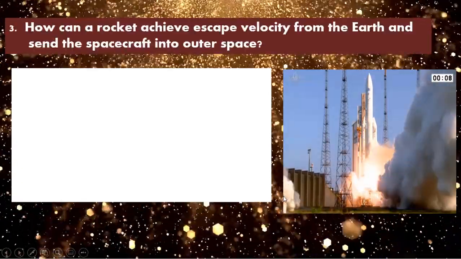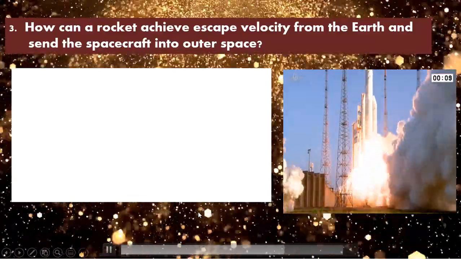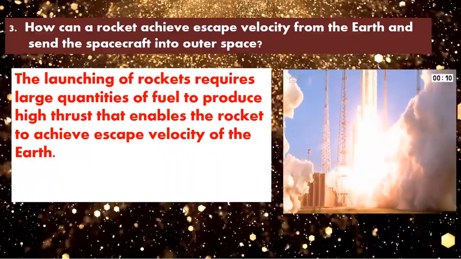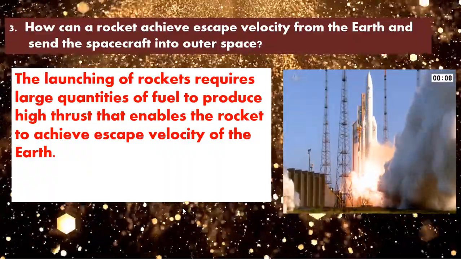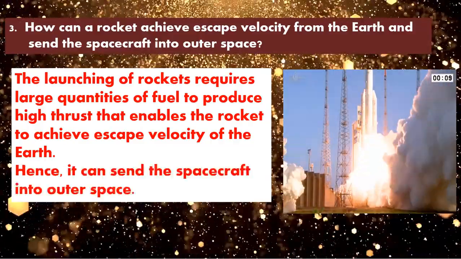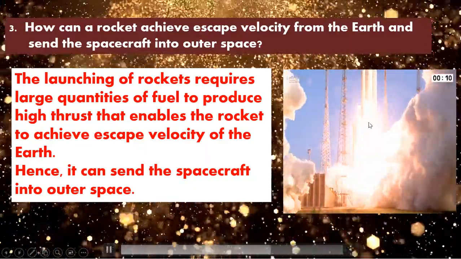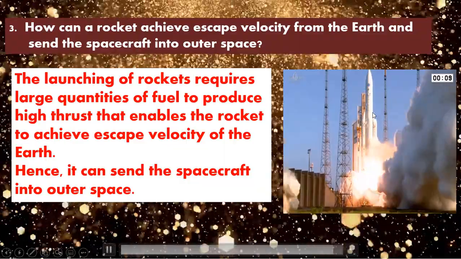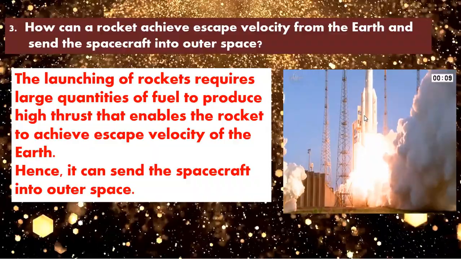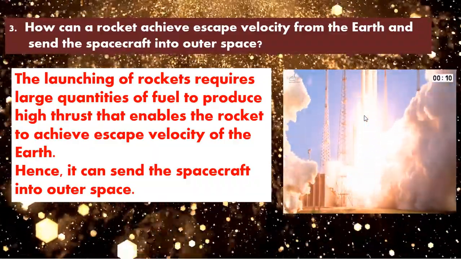And last one, how can a rocket achieve escape velocity from the Earth and send the spacecraft into outer space? So the answer is the launching of rockets requires a large quantity of fuel to produce high thrust that enables the rocket to achieve the escape velocity of the Earth. Hence, it can send the spacecraft into outer space. So this rocket will give you thrust at the bottom here, and it will push the rocket to accelerate with high velocity, high speed, more than 11,200 meters per second.